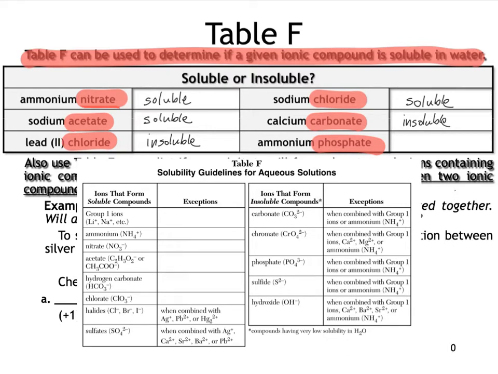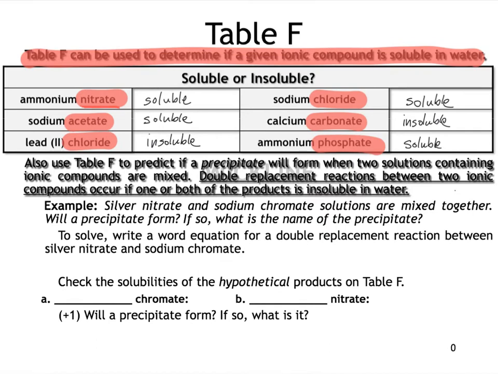Last one, let's look up phosphates. I see phosphate here under the insoluble list, generally. But I wonder if ammonium is an exception. So when I read through, I can see that phosphates will be insoluble unless combined with group 1 ions. Ammonium is not a group 1 ion, it's a polyatomic ion. But there's ammonium listed here, so that means that ammonium is an exception to the insoluble rule, which would mean soluble.